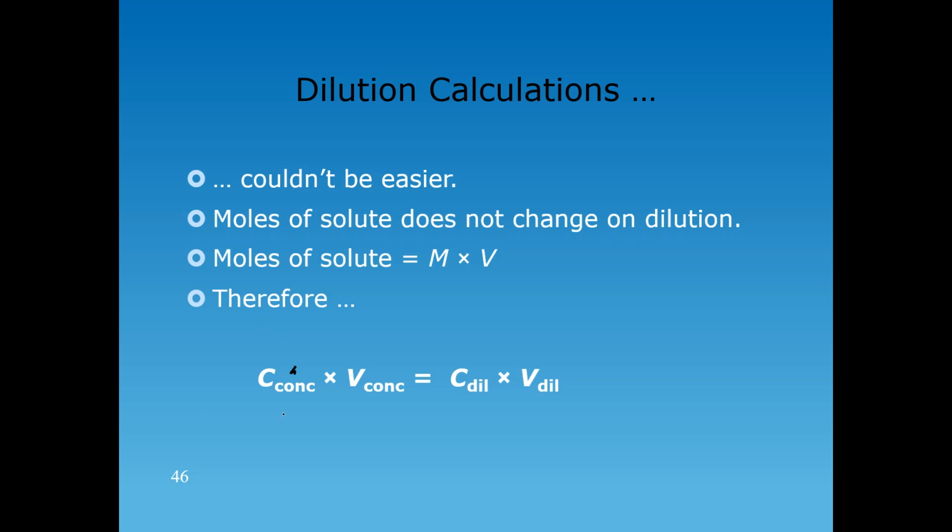So the equation I prefer to use is C1 V1 is equal to C2 V2, right? And let me just say here that for this equation, it doesn't matter what the volume units are, right? So the volume units for V1 and V2 could be liters, milliliters, or gallons, it doesn't matter, as long as they're the same. And the same is true for the concentration units. So C1 and C2 can be expressed in different concentration units.